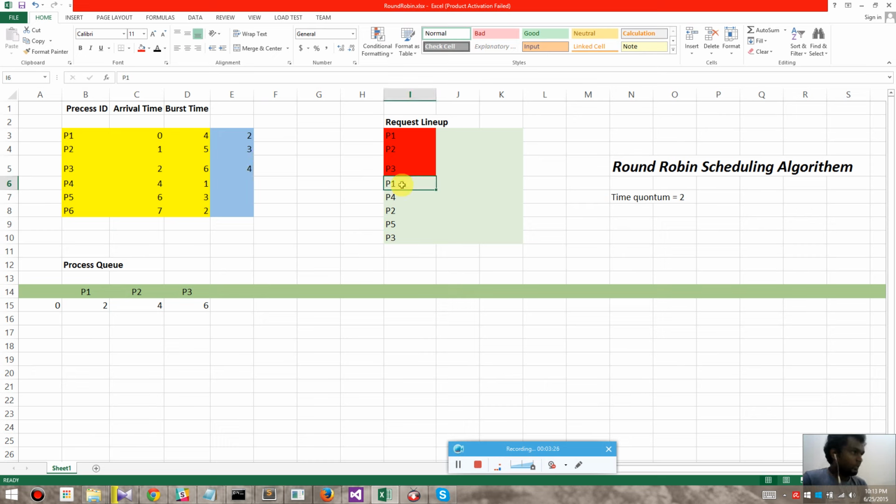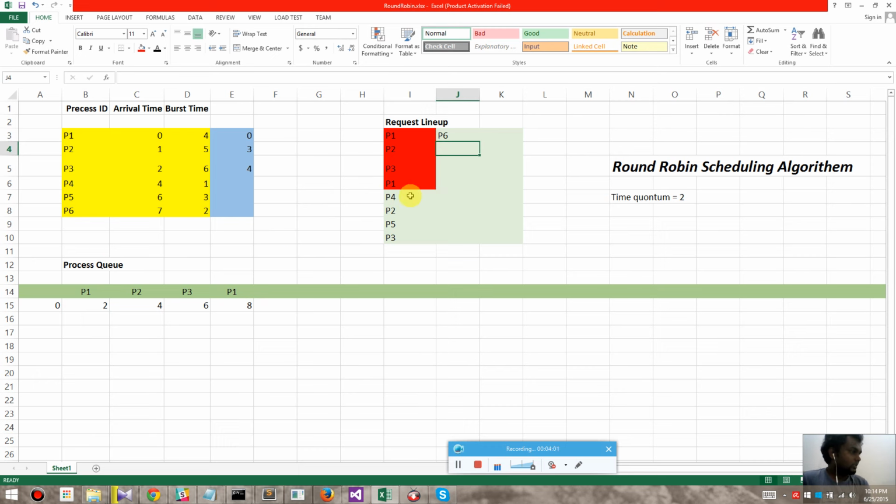Next, it's P1 who is in the queue. If I take P1, it only needs another 1 time quantum, so it doesn't need any additional time, and P1 will be executed. The timeline will be 8. P1 doesn't need to be queued. By time 8, P6 has come to the processor, so I have to add P6 to the queue.